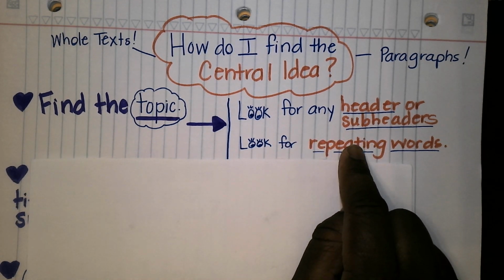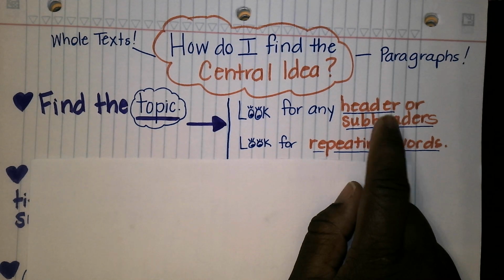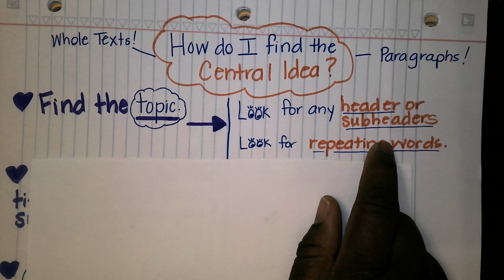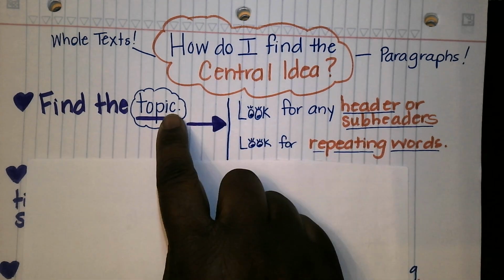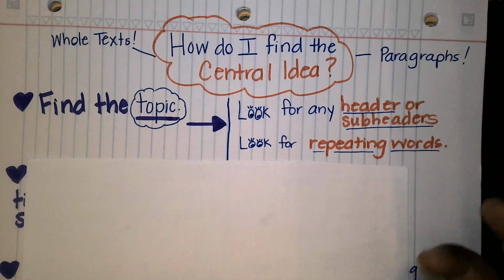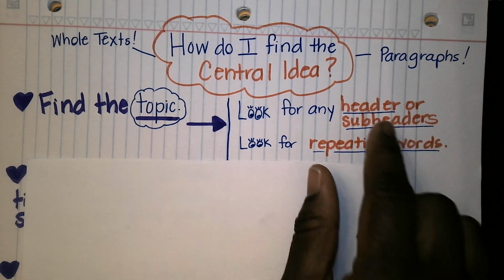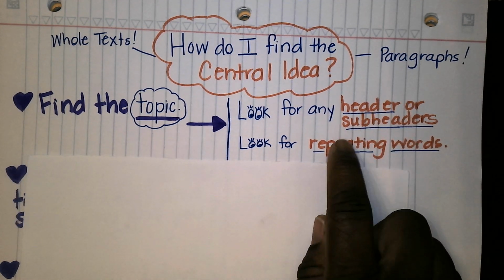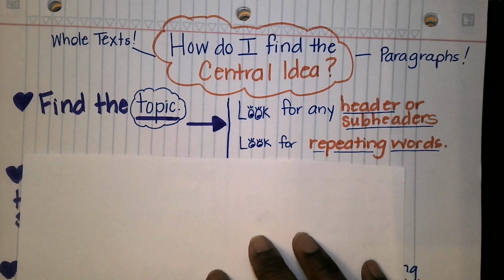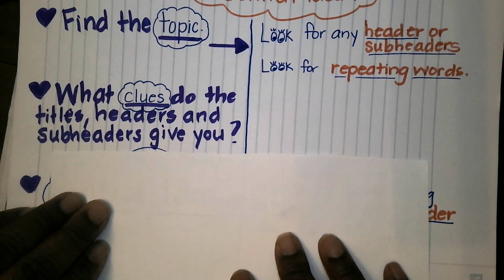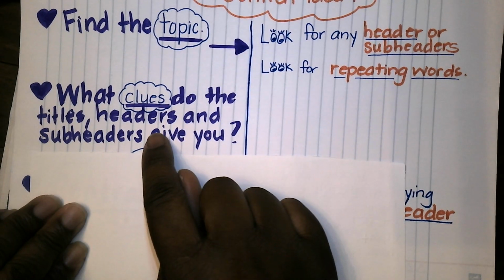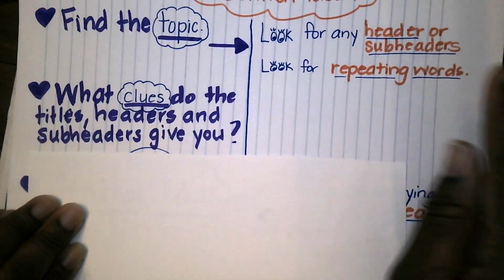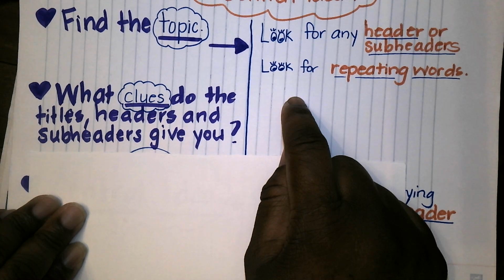And if a book does not have headers and subheaders, you can look for repeating words. When an author continues to repeat a word, that generally can give you an idea of what that topic is in a paragraph, because sometimes you can have a lengthy text and it not be broken down with those particular text features. So look for repeating words. Then what you do from there is you think about, well, what clues do the titles, the headers, and the subheaders give you? Start picking up clues as you're reading underneath those.